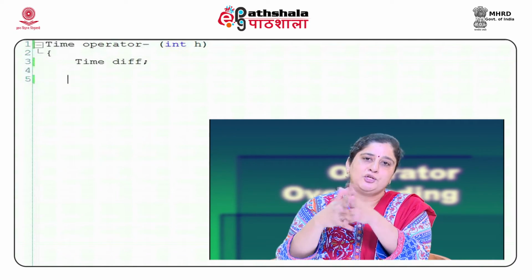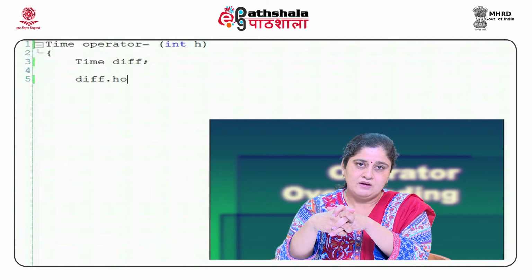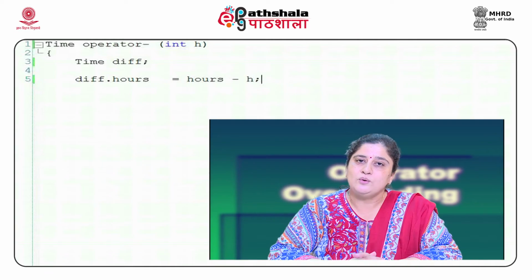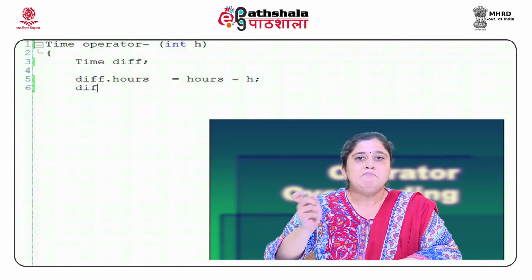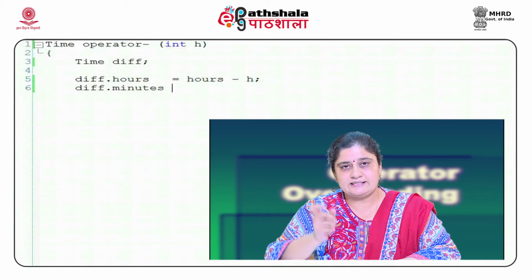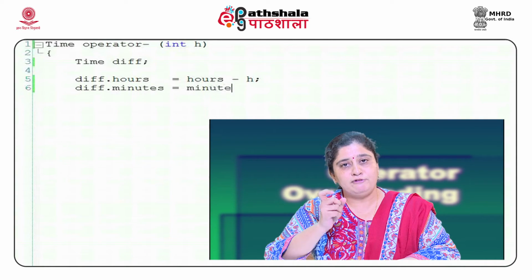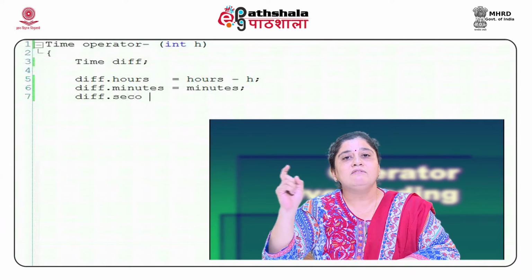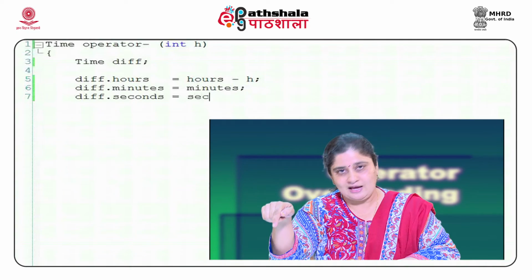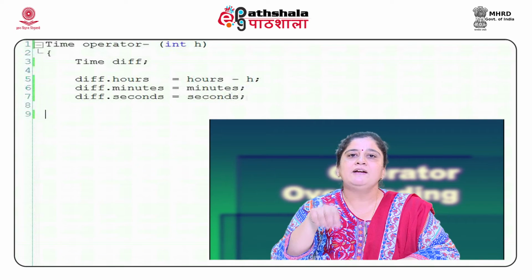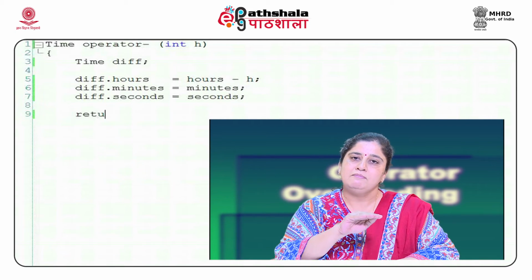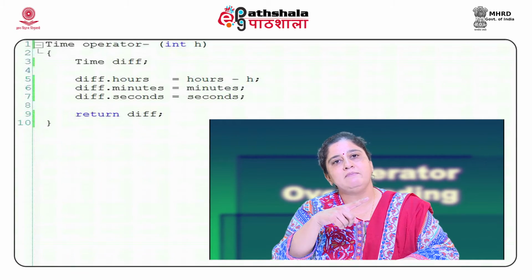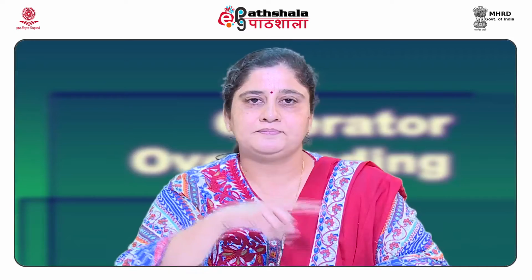Once we add this function to our class, we will be able to write a statement like time difference equals current time minus 5. In this case, current time will be the object which will invoke the overloaded function, and 5 will be passed as an argument. This function will find the difference of time and 5 and will return the resultant time as a return type.